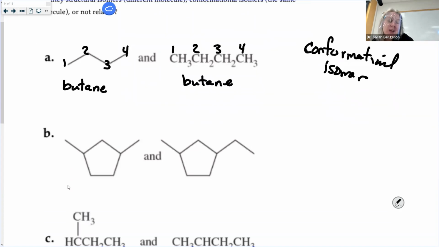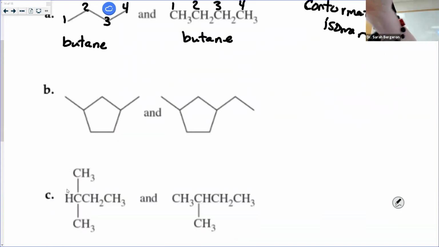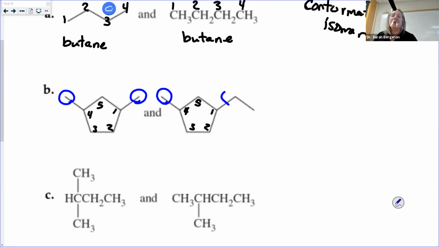Okay, look at B. What do you notice about B? Well, they're both cyclo. If I were to number this, 1, 2, 3, 4, 5, and 1, 2, 3, 4, 5, it's the same number of members in the ring. But what's different? I have a methyl, and then on the second molecule, I have a methyl and an ethyl.